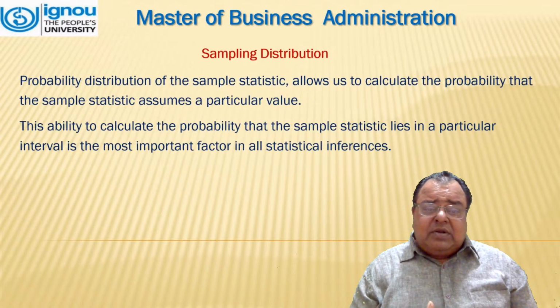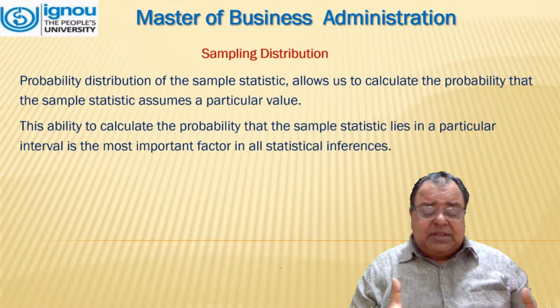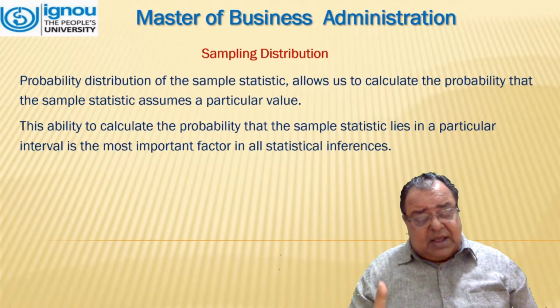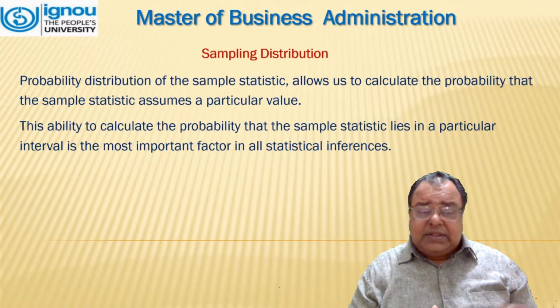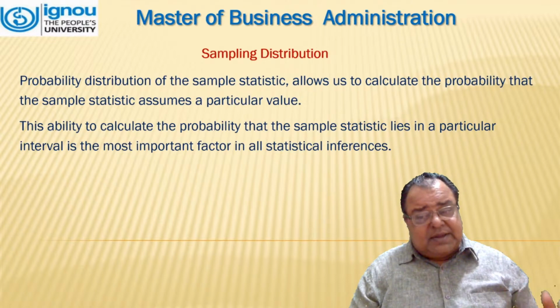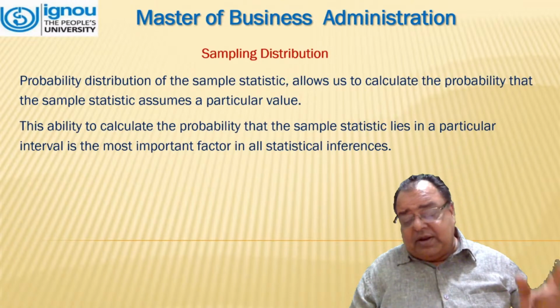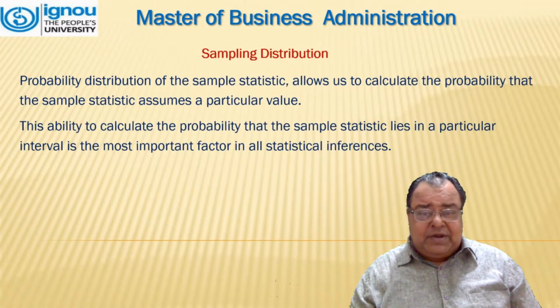The probability distribution of the sample statistic allows us to calculate the probability that the sample statistic assumes a particular value. This ability to calculate the probability that the sample statistic lies in a particular interval is the most important factor in all statistical inferences.